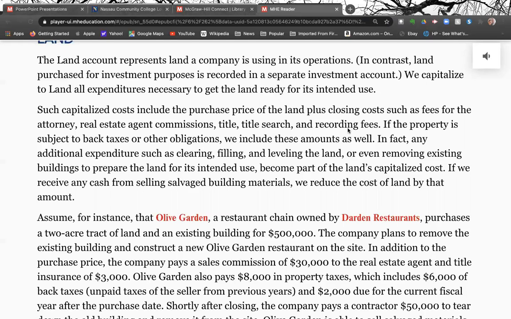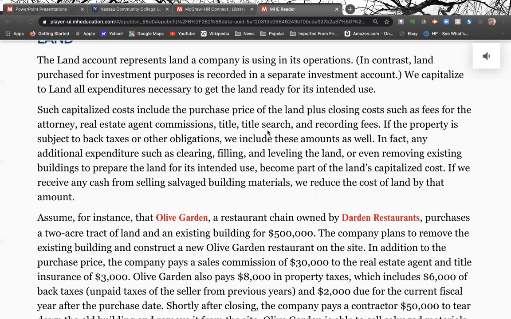Recording fees. If you have a mortgage, that has to be recorded in the county clerk's office. The deed with your name has to be recorded in the county clerk's office. The person that you bought the land from, if they had a mortgage, they have to pay to have a satisfaction of mortgage recorded at the county clerk's office. So that's what recording fees are.